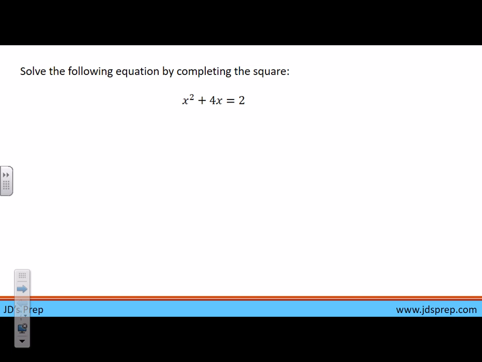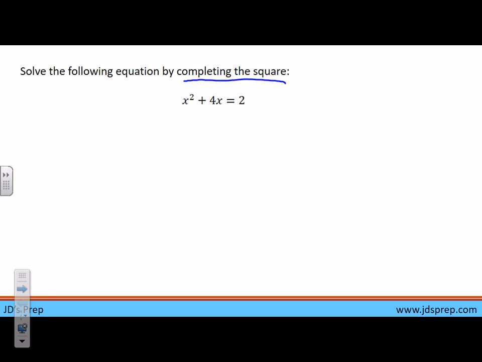The method of completing the square involves adding a number to both sides of the equation in order to make the left side, the one with the variables, a perfect square. Once we make it a perfect square, we can then use the square root property to solve the equation.